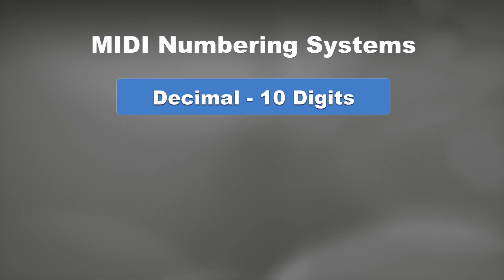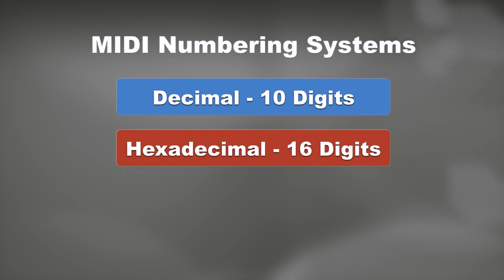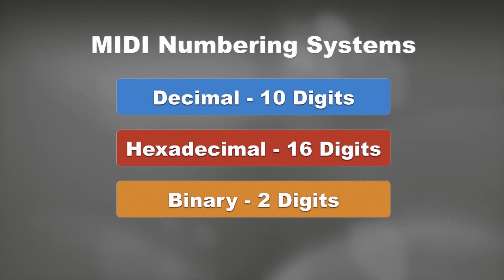First is decimal. Decimal is the 10-digit numbering system that you've used since childhood. You can also refer to it as base 10. Second is hexadecimal. Hexadecimal is a 16-digit numbering system that better reflects how computers deal with numbers. You can also refer to it as base 16. Finally, we have binary. Binary is a 2-digit or base 2 way of counting. Computers actually work in binary exclusively. The other numbering systems were created to make things easier for us to read.